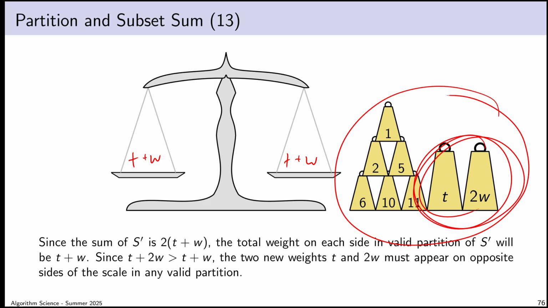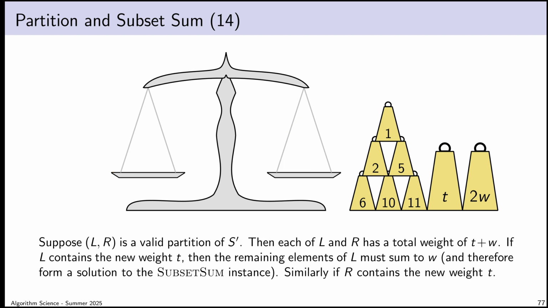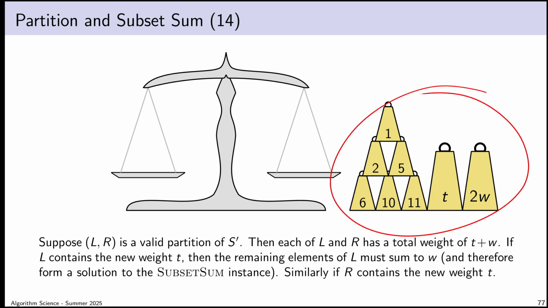So because the weight of these two things together is T plus 2W, which is obviously greater than T plus W, there is no way that both of these weights can be on the same side of the scale, because that would make whatever side of the scale that was too heavy. What that's telling us, of course, is that the weight T has to be on one side and the weight 2W has to be on the other side. Okay, so suppose that I find some valid partition of this set S prime.